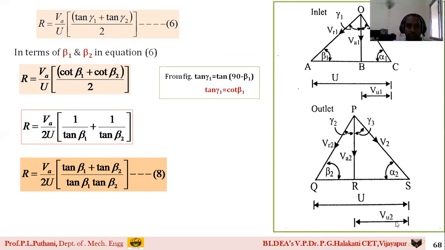So in this way, we derived the degree of reaction equation for power absorbing machines, that is the pumps, compressors, blowers, etc. So in the next session, we will be discussing the head capacity relationship for the radial flow machines. Thank you, students.